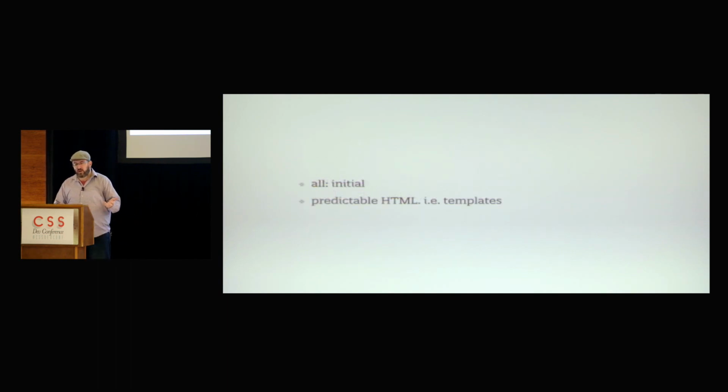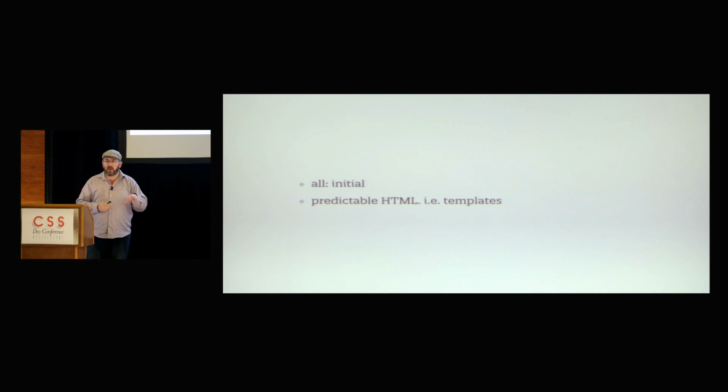Again, two ways that we can solve this. One, we can use all: initial when that eventually becomes available in all browsers. And the second is predictable HTML. So if I can predict my HTML, I can write rules knowing that things aren't going to change.